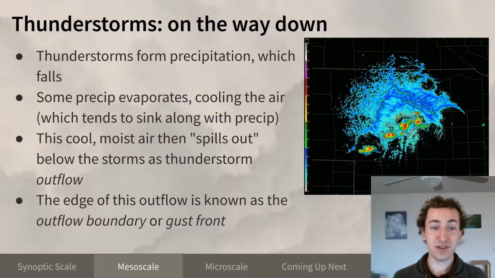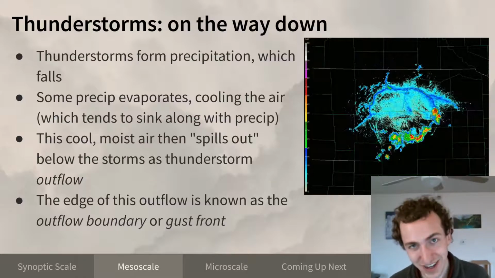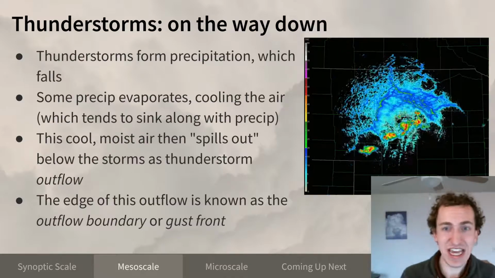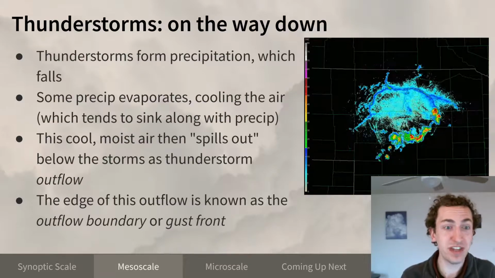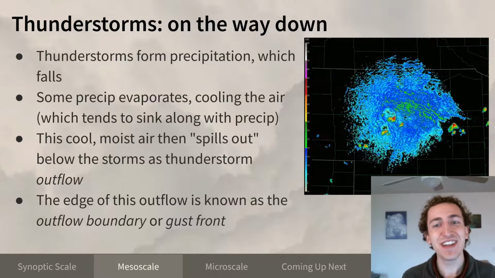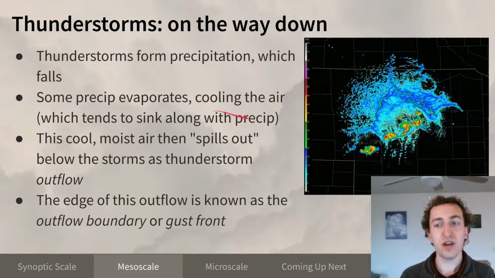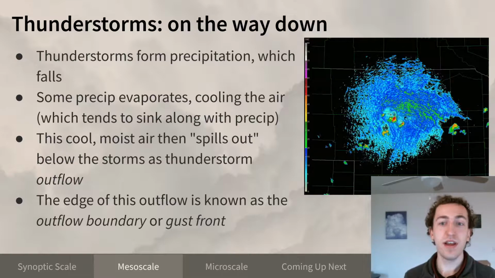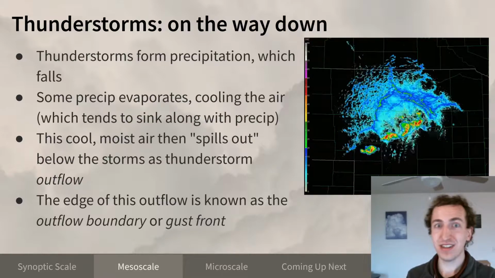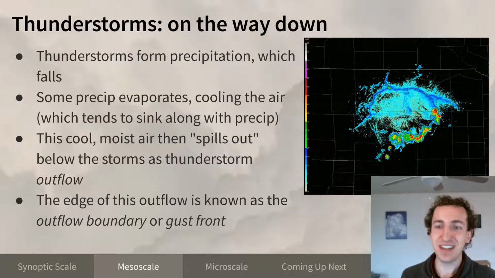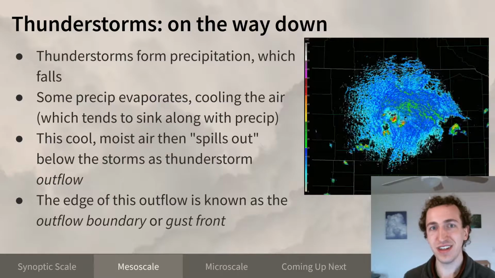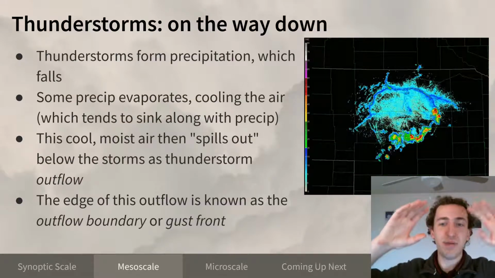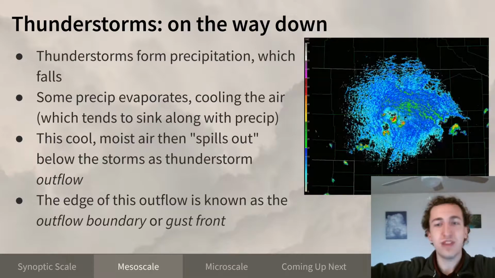So that was talking about thunderstorms on the way up. A lot of things also happen on the way down. I mentioned thunderstorms form precipitation, and that doesn't stay in the cloud. It falls out because it's precipitation. That's basically its definition. Some of this, though, evaporates. And we talked about before, evaporation tends to cool air. And because cooling air tends to increase its density, decrease temperature, increase density, tends to sink. So the air gets cooled because of evaporation, and it tends to fall with the precipitation.